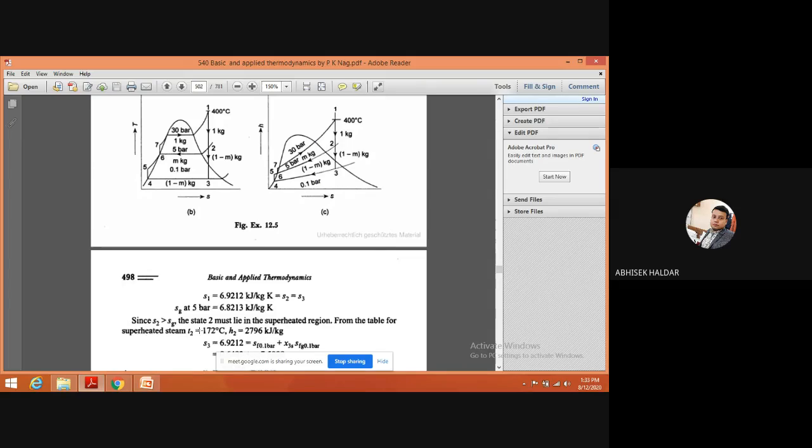But still I have discussed it, because some of you are more familiar with the steam table, so you can go for the steam table. That is not a problem, but you have to go for the superheated table. That means you have to see first which zone this point 2 is lying on. Okay, inside the vapor dome or outside the vapor dome. Then you can go for the superheated steam table.